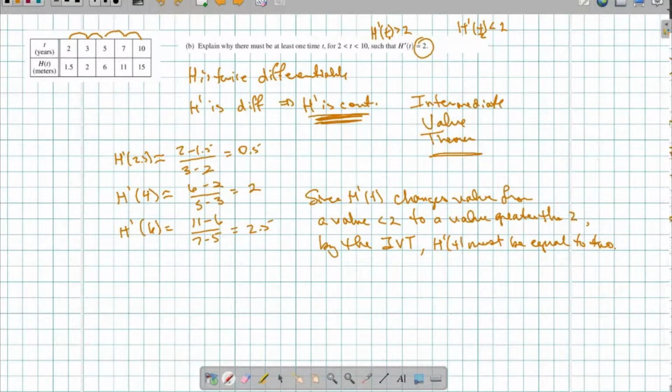So I know that I'm using the continuity, I'm using the intermediate value theorem, and I'm using the fact that I can estimate the instantaneous rate of change using the values in the table. And on to part C.